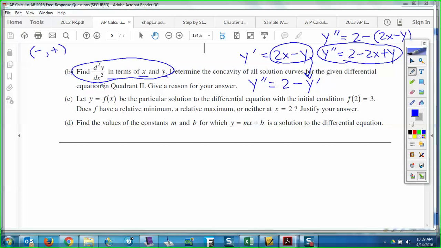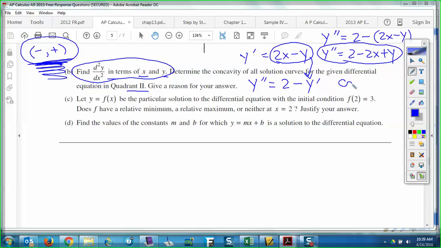Now, in quadrant 2, and maybe I glossed over that, but that's really the secret to this problem, because they're saying determine the concavity. Well, we need to know if y double prime is positive or negative. How can you tell? It depends what x and y are. But when they tell you it's quadrant 2, you know the x's are negative and the y's are positive. So if the x's are negative, what does it do to that? Makes that positive. So all of a sudden 2 is positive, this term will be positive, and the y will be positive. So y double prime is going to be positive all the time in quadrant 2.